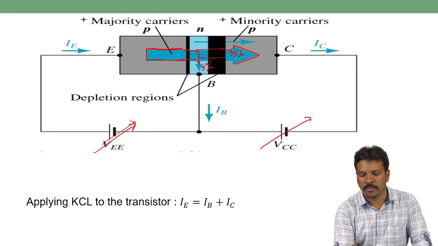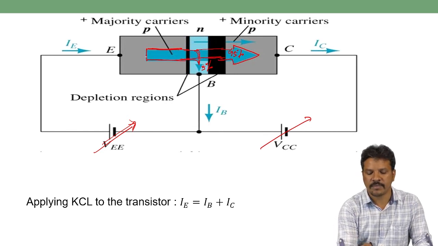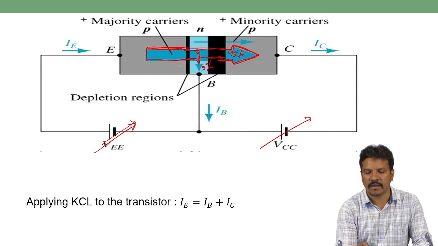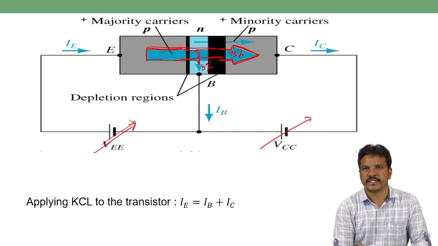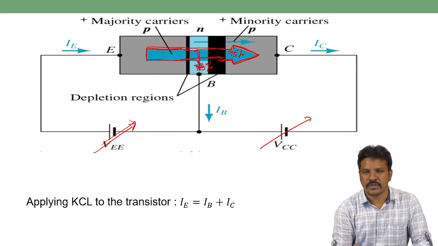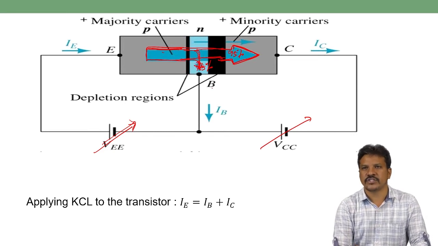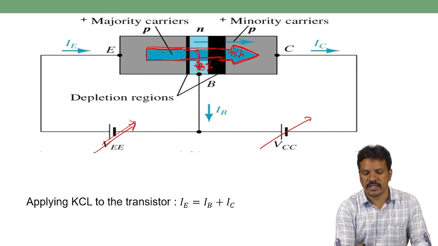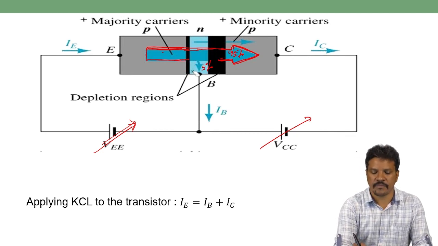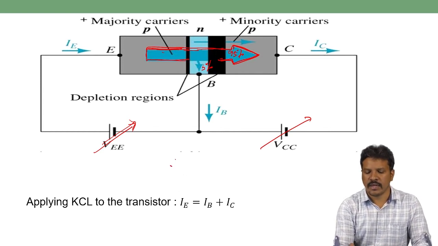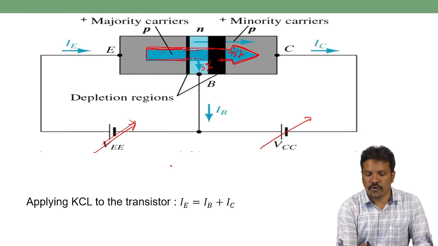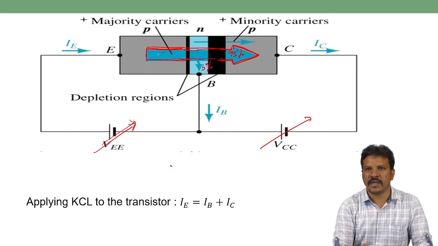That's why I am representing it with the big arrow. This big arrow represents the majority charge carriers flow from emitter through base to collector. The 5% charge carriers are represented with a small arrow, because compared with the 95% charge carrier flow, this is very thin. So this is due to the forward bias p-n junction between emitter and base.